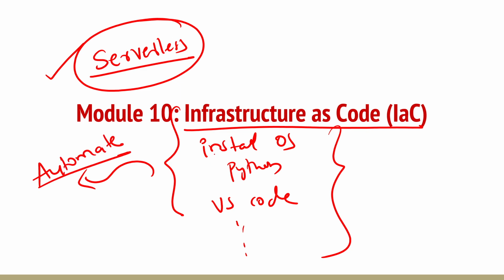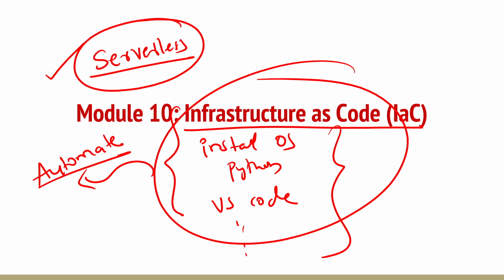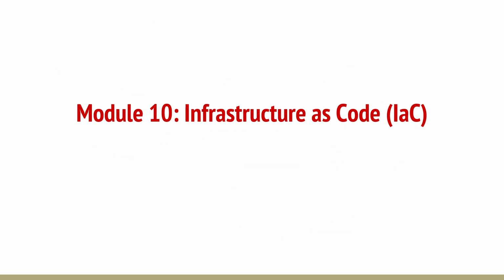Whereas in serverless, we need not talk about this at all. So both are different. In serverless, we are completely avoiding this part. Whereas in IaC, traditionally, if I am working on my machines without using serverless, then how do we automate that process is what we are talking about here.